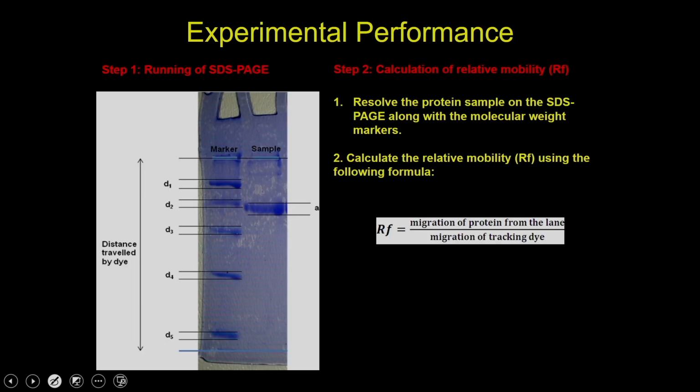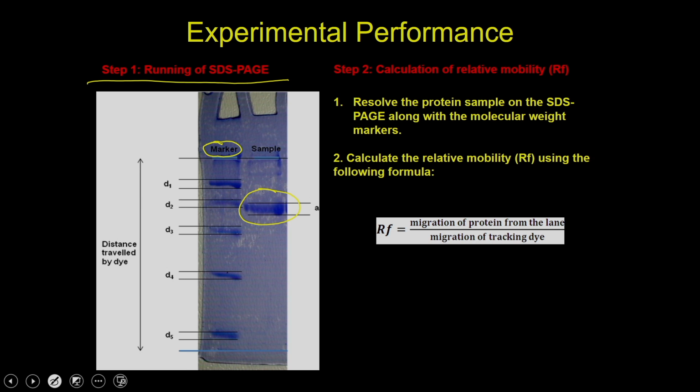Let us see how to do that. In step 1 we have done the SDS PAGE. We have resolved the protein of your interest, which means the protein whose molecular weight you want to know. Along with that, we have also run the molecular weight marker. Markers are a commercially available mixture of different proteins, and for all these proteins their molecular weight is already known.